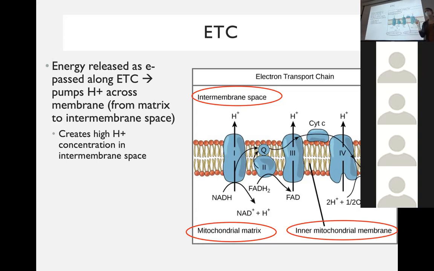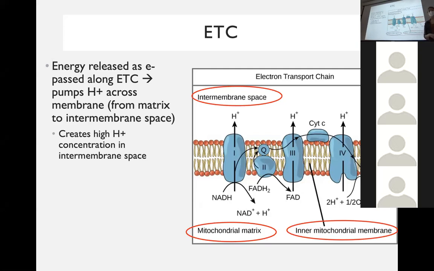So what the mitochondrion is doing at this point is basically building up a really high concentration of hydrogen ions out here in the intermembrane space. It's pushing as many hydrogen ions as it can, with the energy in the electrons, out into the intermembrane space. And that comes into play in the next step. So we're building this really high concentration.